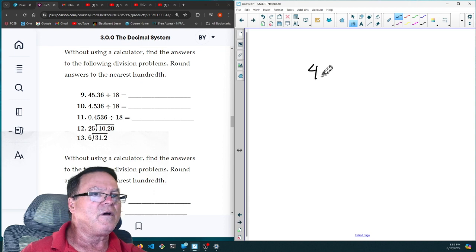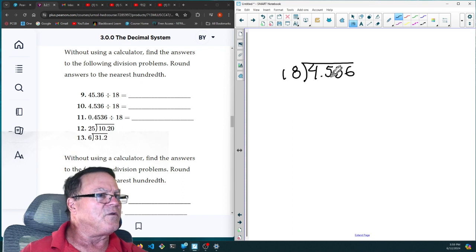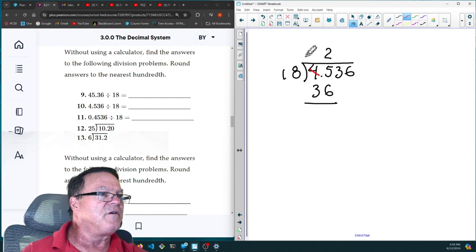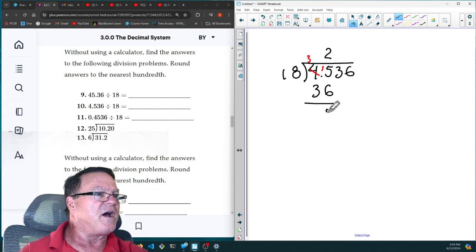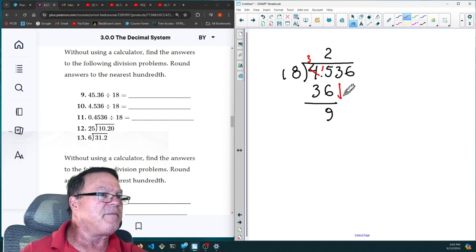10 is 4.536 divided by 18. So again, 18 times 2 is 36. I'm going to borrow 1 from the 4. Say 15 minus 6 is 9. And 3 minus 3 is 0. So bring down the 3. Write 93. And 18 goes into 93 5 times.